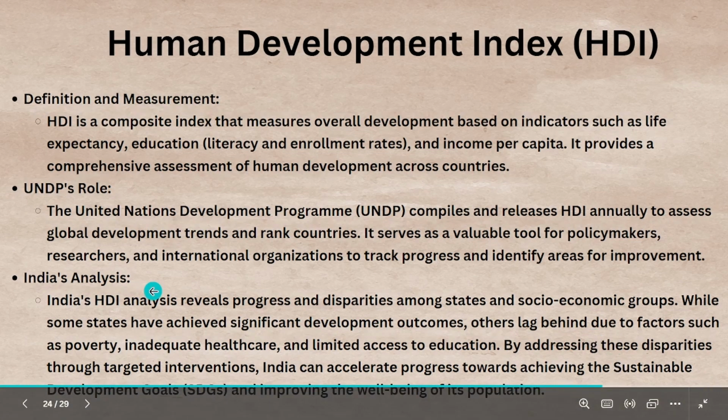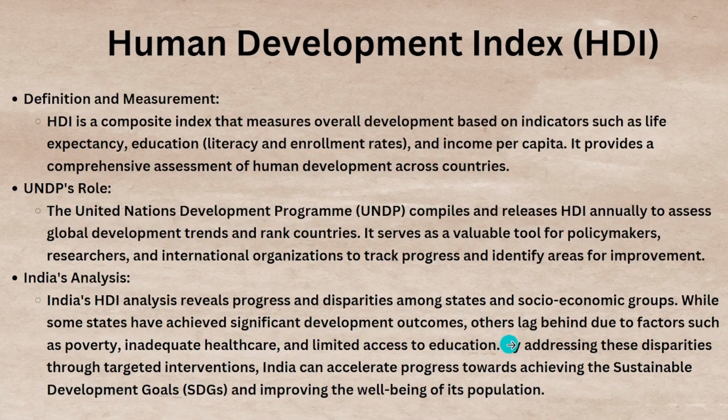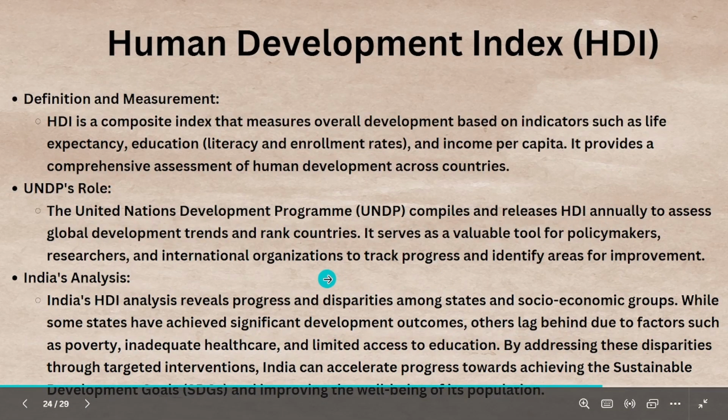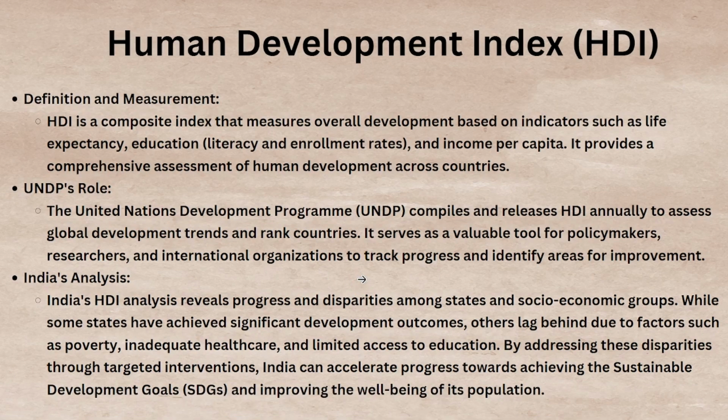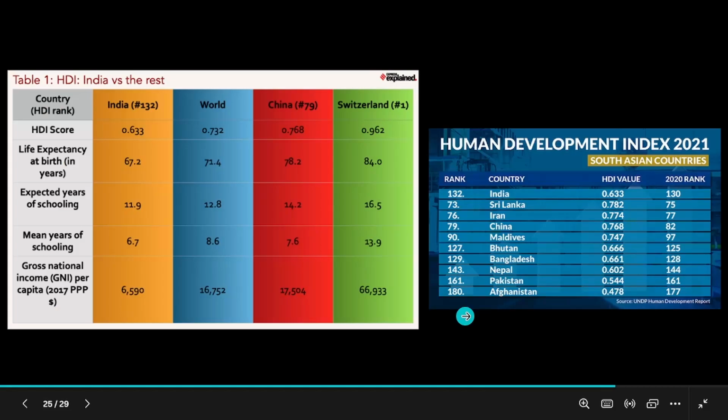By addressing these disparities through targeted intervention, just like we have taken the Kerala example, India can accelerate progress towards achieving sustainable development goals. So SDGs, it is a separate topic. You can Google it or watch a video on YouTube by United Nations. You will understand it very well. And improving well-being of its population.